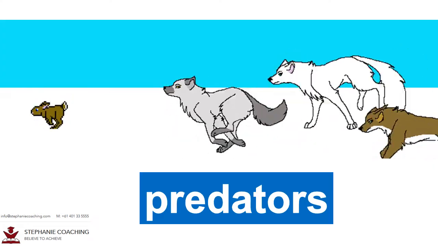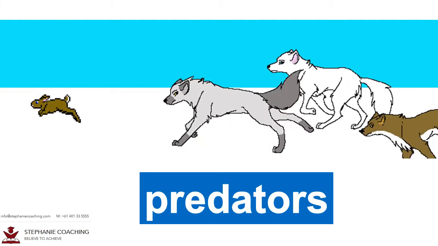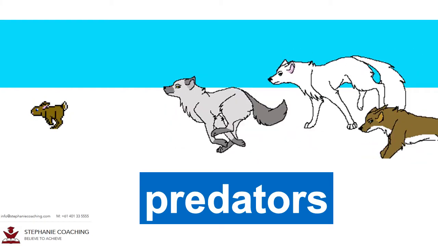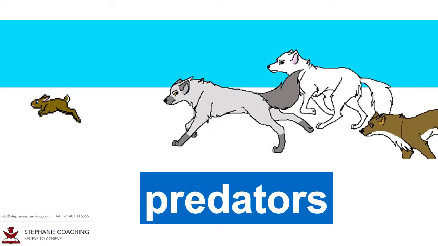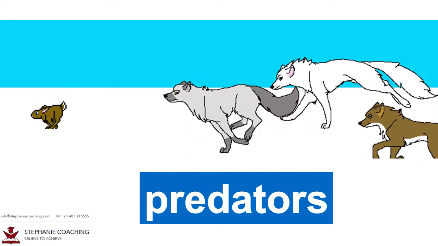Word number 21 is predator. A predator is an animal that preys on others. For example, wolves are predators of many small mammals. Don't forget that the word ends with O-R, not E-R.